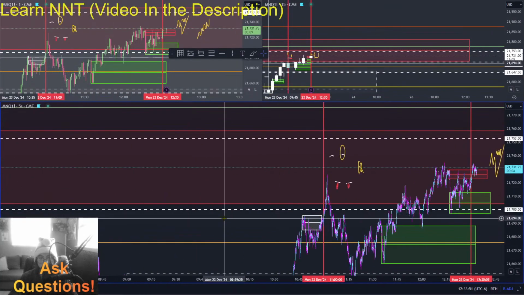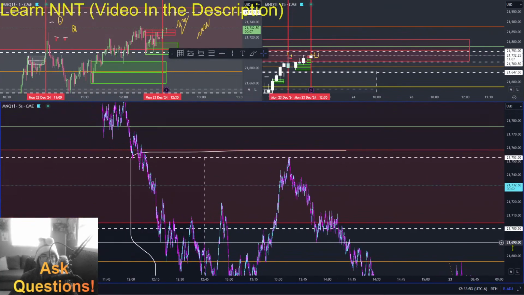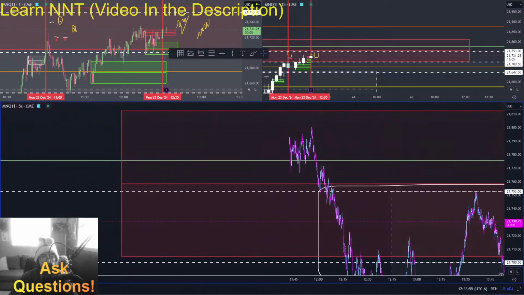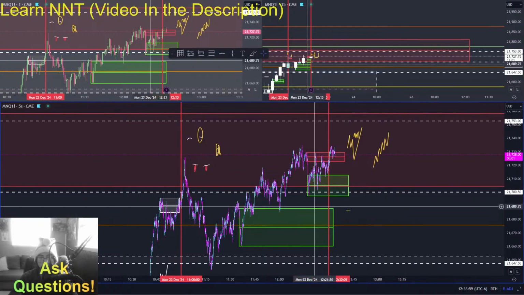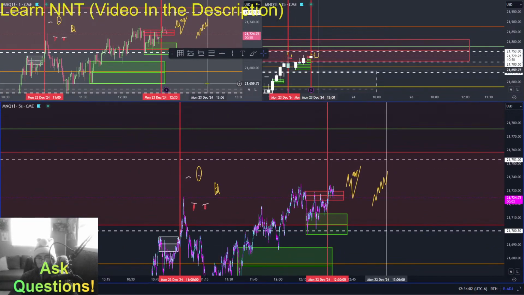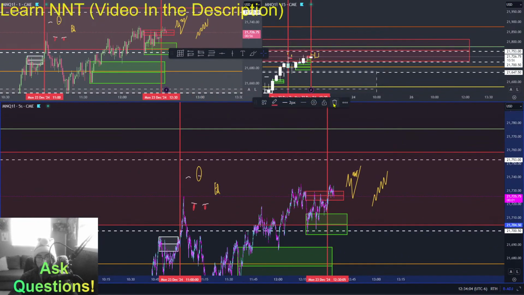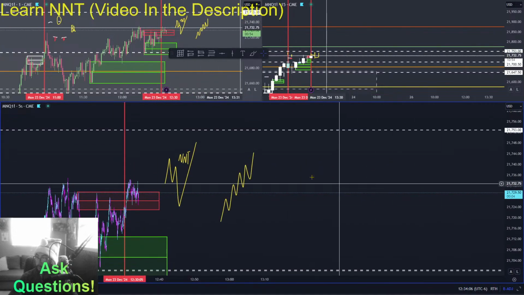Okay, let me check this out real quick. I see a higher time frame zone. Okay, it already got mitigated. Okay, I'll get rid of it now. So I just want to check something real quick.